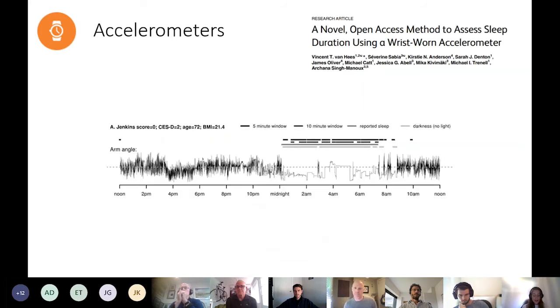Instead, I'll be looking at the validity of an algorithm developed by Van Hees and colleagues. Their algorithm uses accelerometer-derived arm angle to detect sleep. It uses raw accelerometer data to identify periods of sleep and can be used with any model of accelerometer. This algorithm has been validated in adults and has shown good agreement with polysomnography sleep outcomes, which is considered a gold standard measure in sleep research. However, it's not been validated among children.